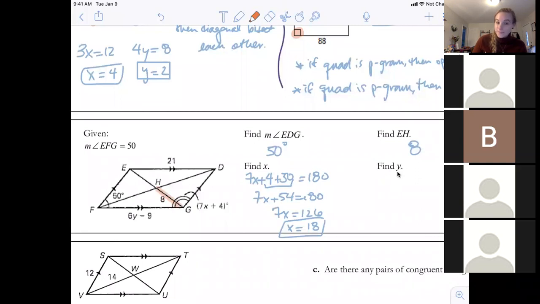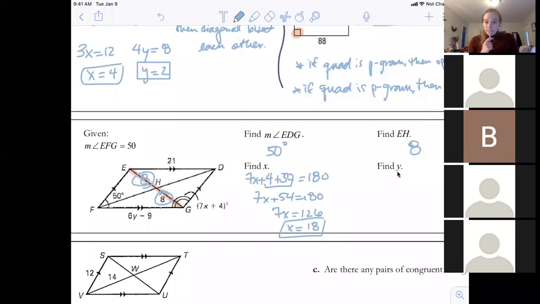If a quadrilateral, I mean, if they're parallel, then diagonals bisect each other. Very good. I mean, the diagonal lines bisect each other. Very good, Chantel. So if a quad is a p-gram, then diagonals bisect each other. So Chantel saw HG was 8, so that meant that EH was 8. Just set them equal to each other.